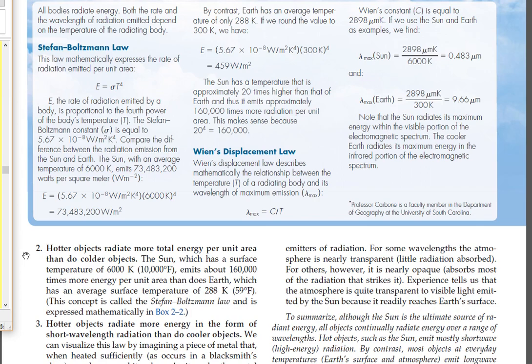The Sun, which has a surface temperature of 6,000 K, 10,000 degrees Fahrenheit, emits about 160,000 times more energy per unit area than does Earth, which has an average surface temperature of 288 K, 59 degrees Fahrenheit. This concept is called the Stefan-Boltzmann law and is expressed mathematically in box 2.2. 3.